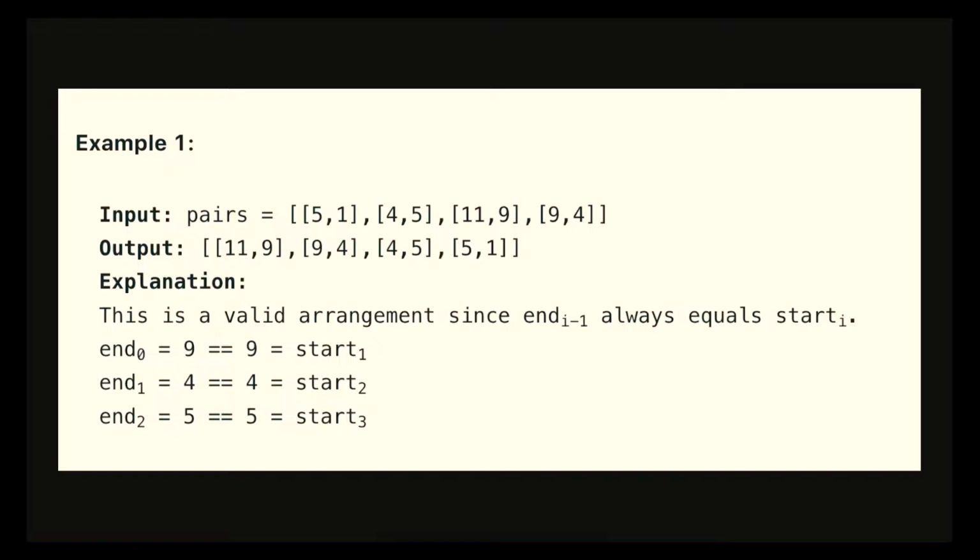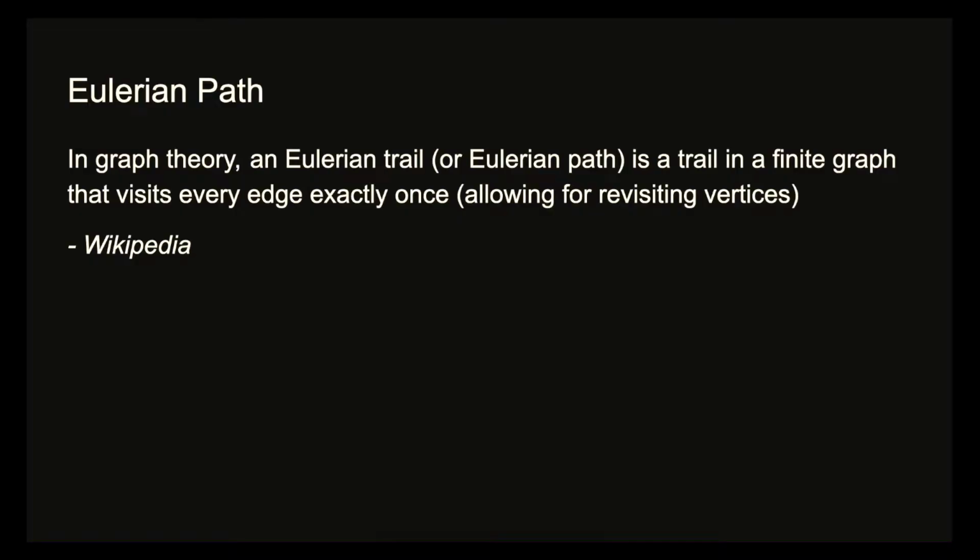To solve this, we need to think of structuring the input as a directed graph. Once we have a graph, we then need to walk through each edge exactly once. Such a path is called an Eulerian path. From the definition on Wikipedia, in graph theory, an Eulerian trail or Eulerian path is a trail in a finite graph that visits every edge exactly once, and it allows for revisiting vertices.